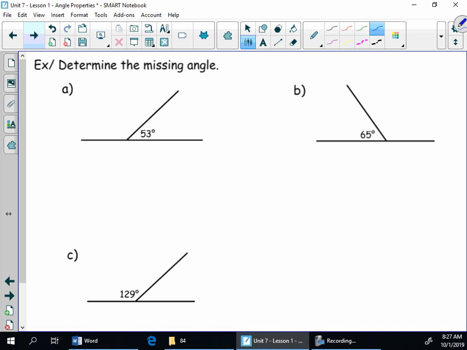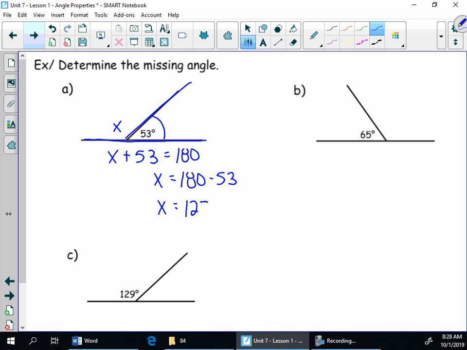If I have a straight line and it's met by another one, the two angles, the 53 and the missing one, have to make 180. In other words, I know that together, if I add them, I get 180. Well, this is something we know how to solve. We want to get x by itself, so I can do 180, take away 53, and x is 127 degrees. It has to positively work every single time if it's a straight line.